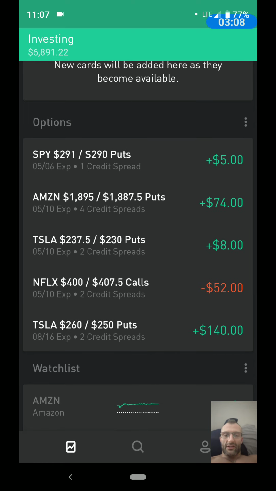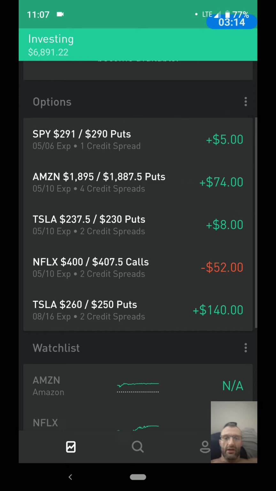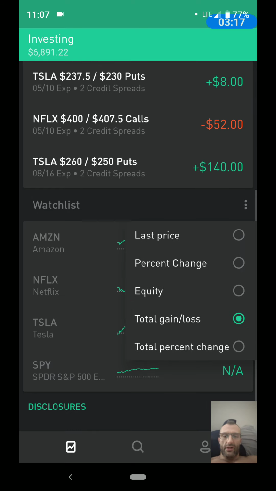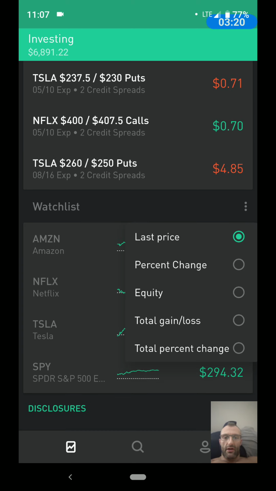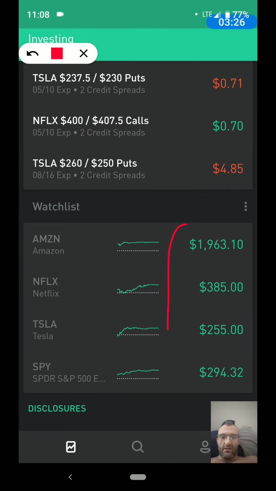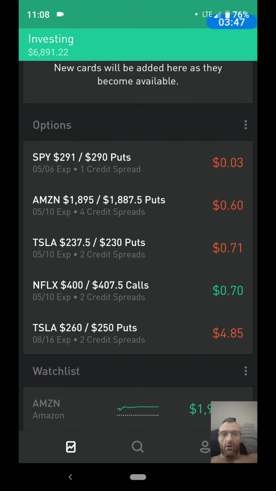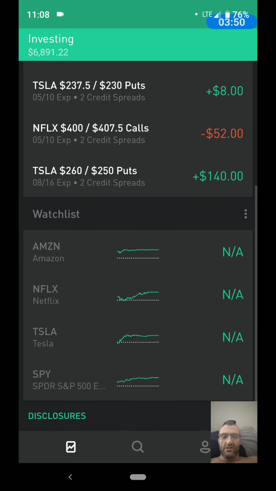One of the slightly annoying things here is, say I want to look at what the price of this is. So I click here and then you click last price. Now, what that does is it changes these, so it shows the current market price, which is what I want to see, right? Amazon is 1963, Netflix is 385, 255, and 294. However, it also changes each one of the options so that I get the prices on the options. When that's not what I want. I want to know the total gain or loss in the options, but you can see now it changed this.